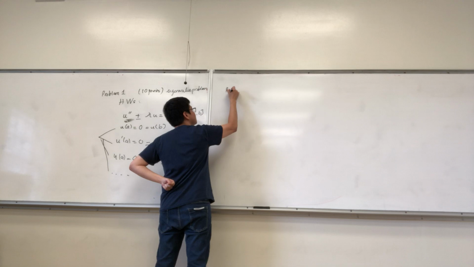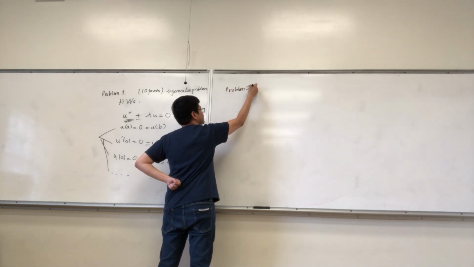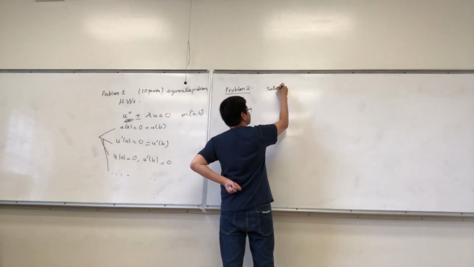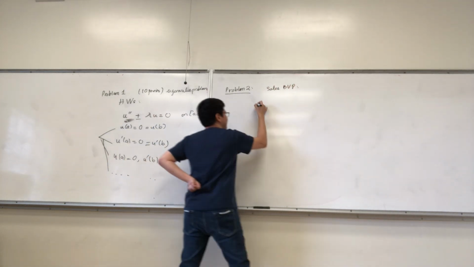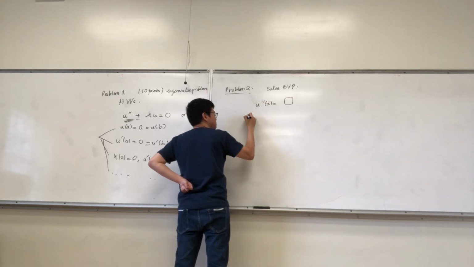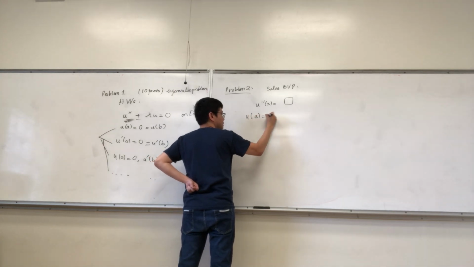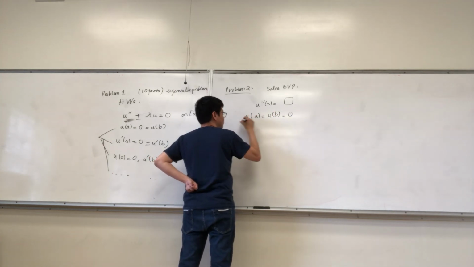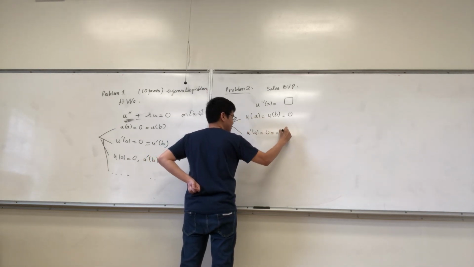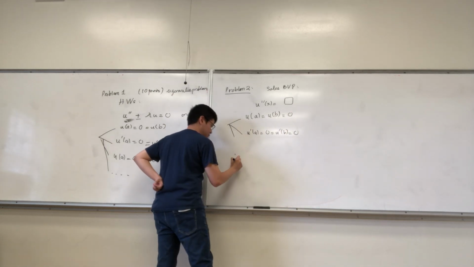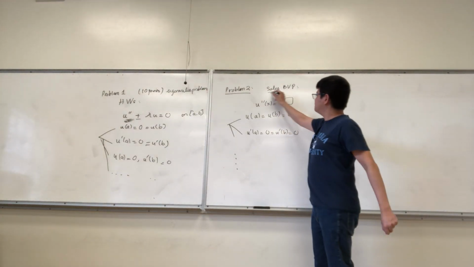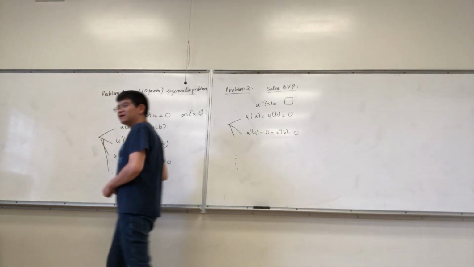Problem number 2. You're going to solve PDEs, a boundary value problem. You're going to be asked to solve u second of x is equal to something with some boundary condition, 0 or whatever. So in the second problem, you're going to solve the boundary value problem, and in the first problem, you only need to solve the eigenvalue problem.